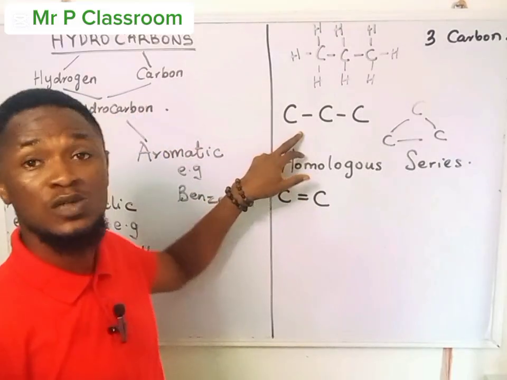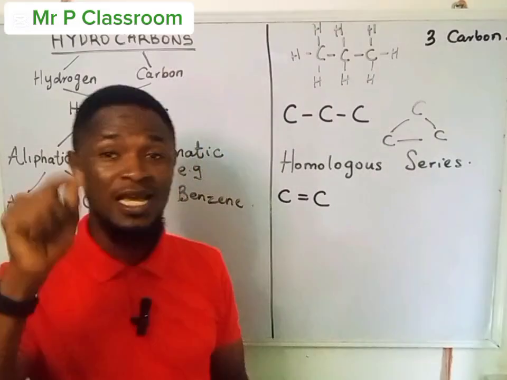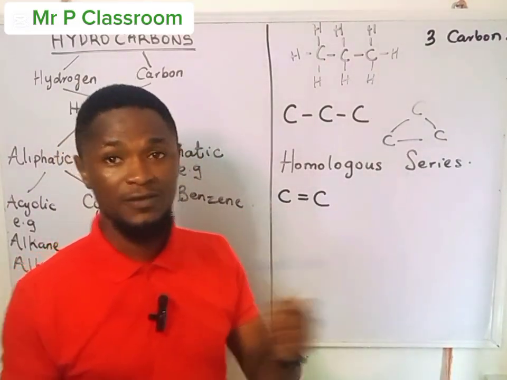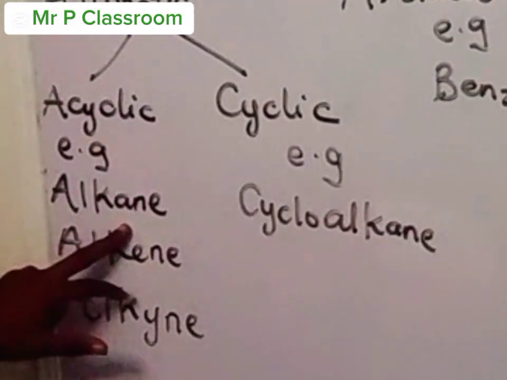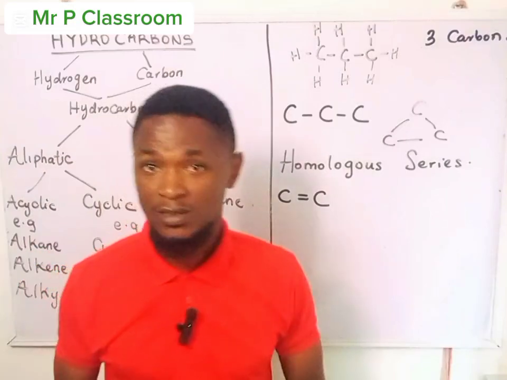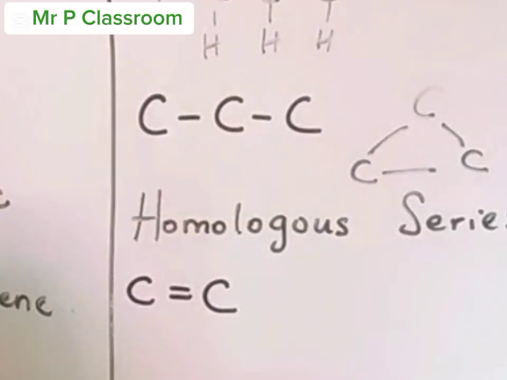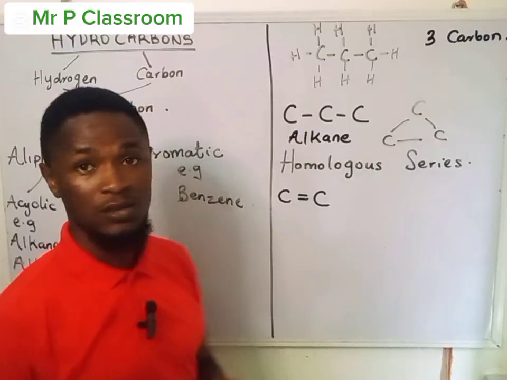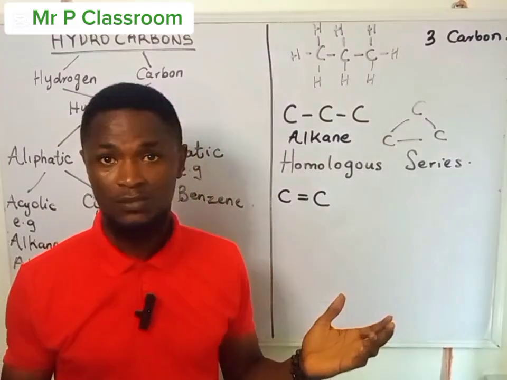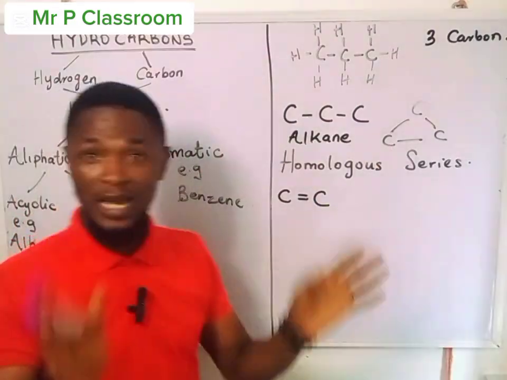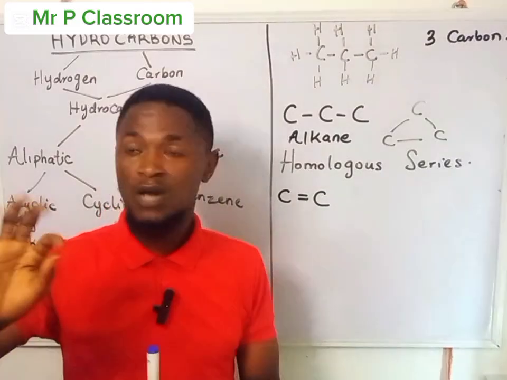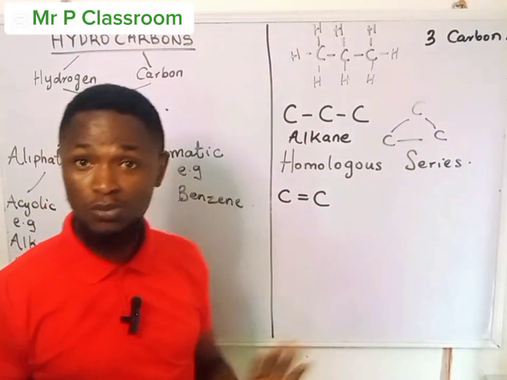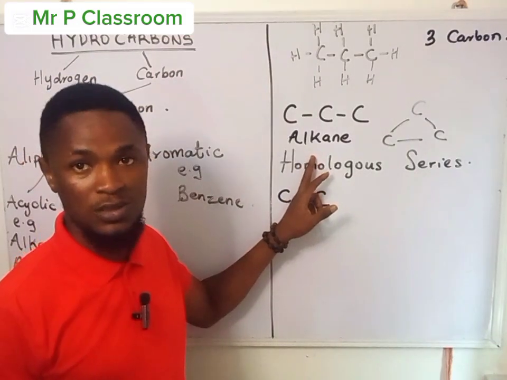So when you see single bond like this, because single bond is the functional group of the alkane family, then you can call it alkane. So it belongs to the alkane homologous series. It's as simple as that. There is nothing attached to it. No branch, no OH, no halogen, nothing. Just carbon like this, and single bond. That is definitely alkane homologous series.